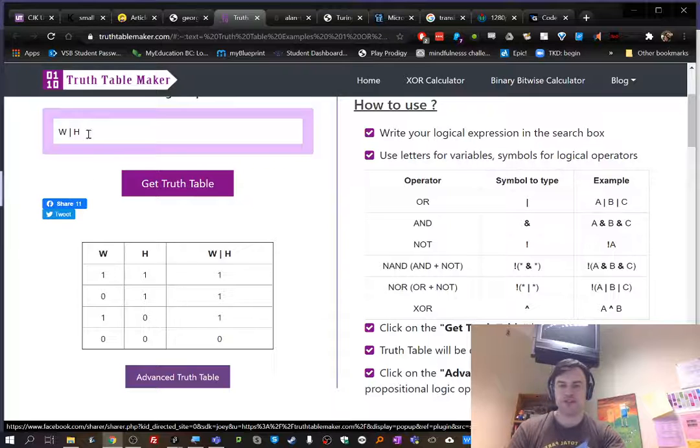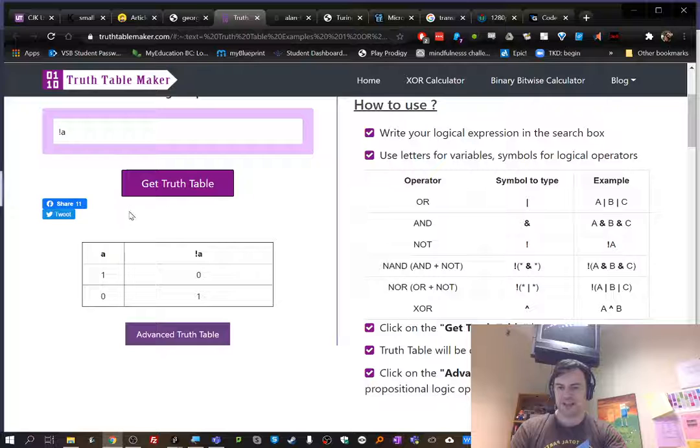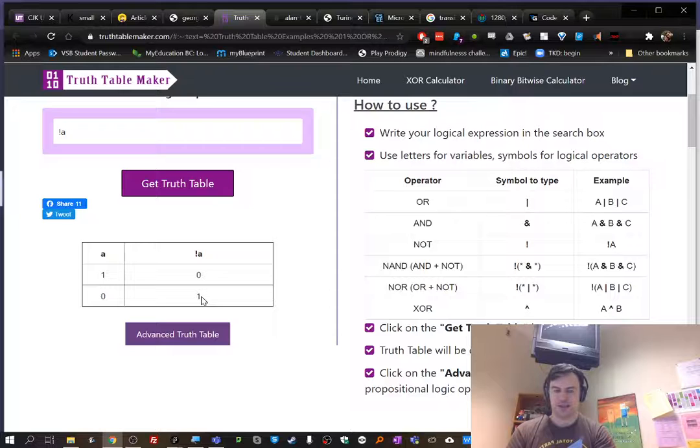And then there's one other relationship that is essential. That's the NOT relationship. So it's just like the opposite. So if A is true, then not A is false, and vice versa. If A is false, then not A is true. And that's just flipping it. That's a really simple one to do, taking the inverse of something, right?